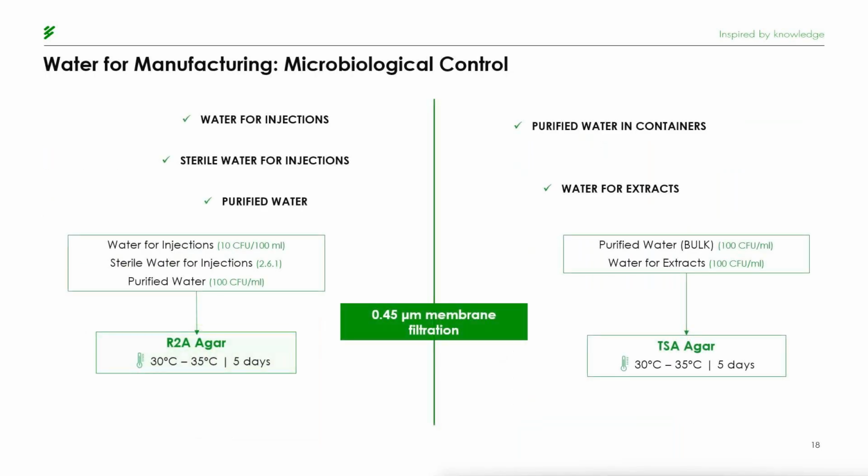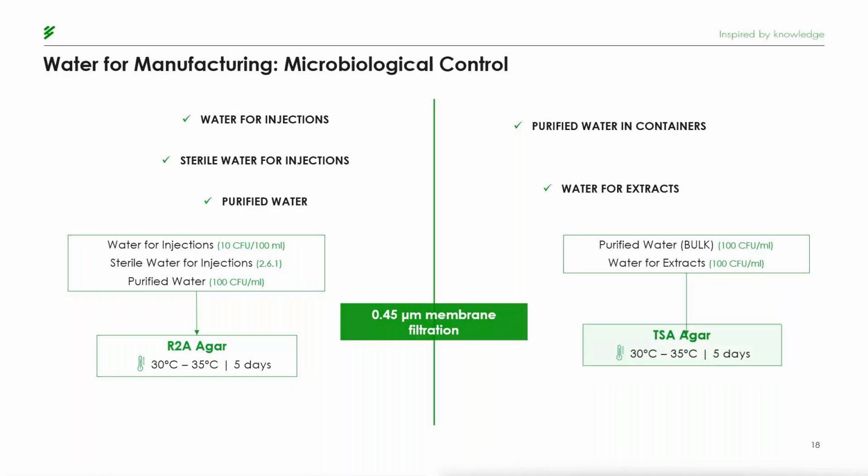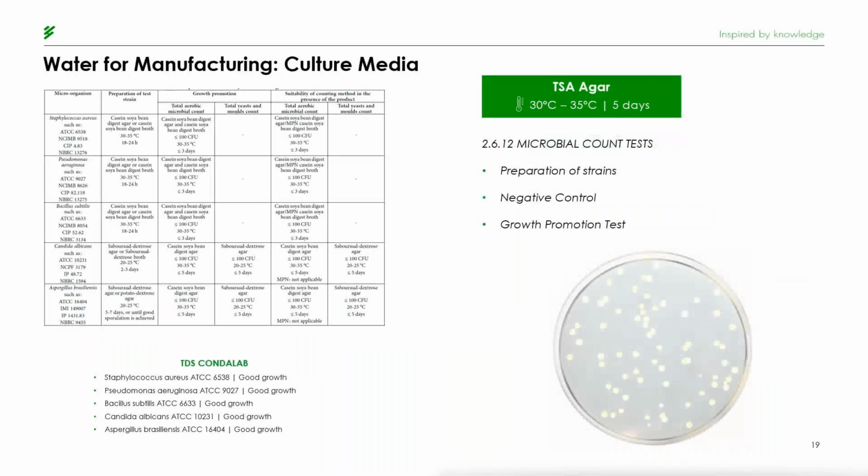We're going to continue with the other type of analysis for purified water in containers and water for extracts. We have the so familiar TSA agar with the same incubation conditions as the previous culture media, 30 to 35 degrees Celsius for at least 5 days. The TSA is a general purpose media that is very rich in nutrients, for the cultivation of both fastidious and non-fastidious organisms, which has a multitude of uses, both for isolation and maintenance of strains.